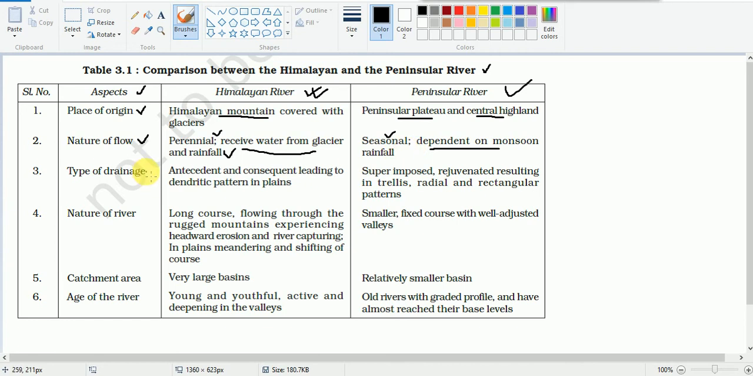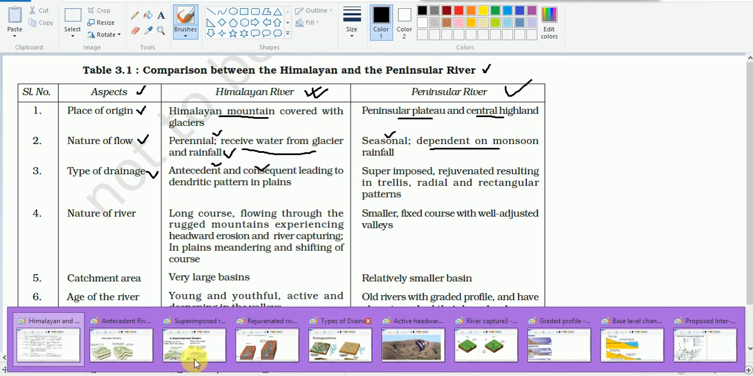Then types of drainage. Himalayan rivers are antecedent and consequent, leading to dendritic pattern in plains. About the meaning of antecedent, I have explained earlier. Antecedent means the river being older than the landform it cuts through, so that the river erosion kept pace with the uplift of the landform.